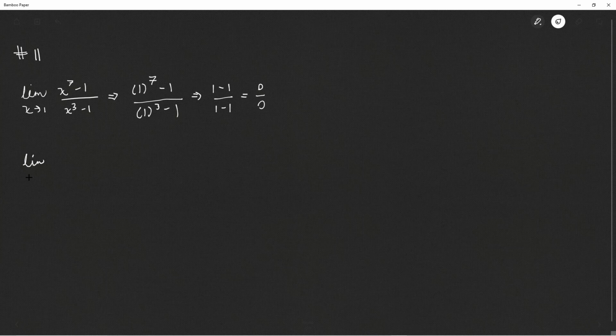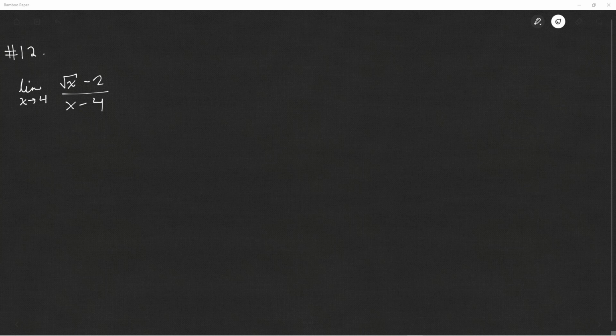Which is going to be the limit as x approaches 1. However, the derivative of the numerator makes it 7x to the power of 6, and then the minus 1 will go away, divided by 3x squared. So now, when we plug in our 1, this will become 7 multiplied by 1 to the power of 6, divided by 3 multiplied by 1 to the power of 2. And since again, 1 to the power of 6 and 1 to the power of 2 are both 1, and any number multiplied by 1 is itself, this gives us the limit as equal to 7 divided by 3.